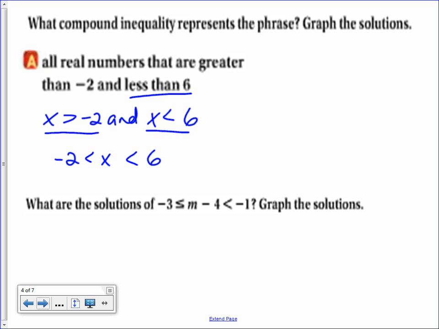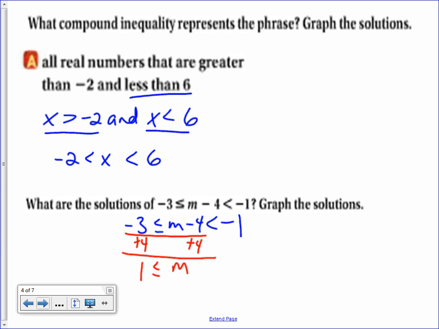For the next one, if we're looking for solutions, which means we need to solve this inequality, I'll show you a couple ways. So first of all, we were just going to look at the first part of it. Forget about the less than -1. So if I just looked at this inequality that's written on the left-hand side, we could see that I'm just going to have to add a 4 to both sides here to solve this. And I'd have a 1 is less than or equal to an m.